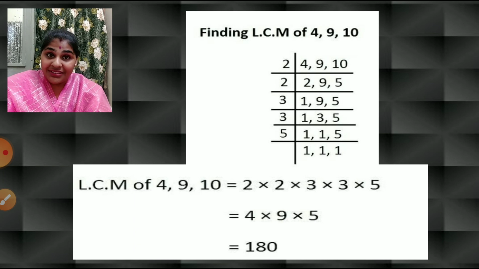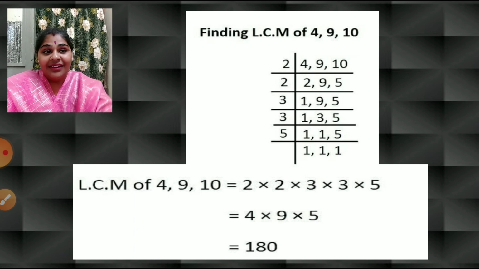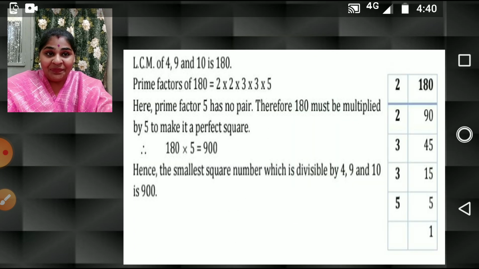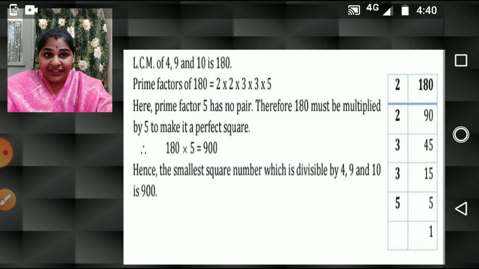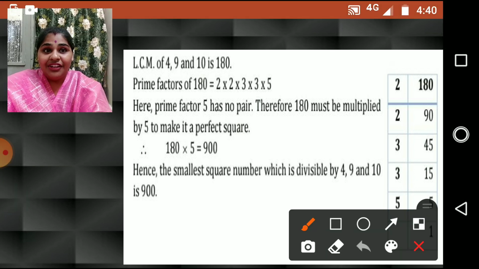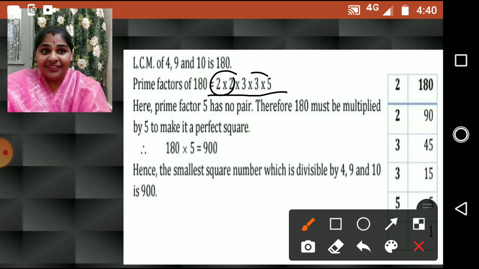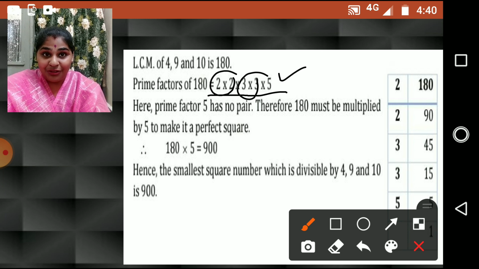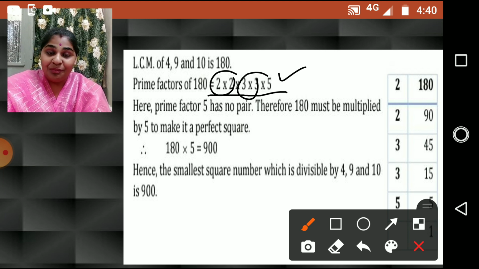Now we have to find the square number. So let us first find out whether 180 is a square number. When we factorize 180, you can see the factors of 180 are 2 into 2 into 3 into 3 into 5. Now when I start pairing similar numbers, you can see here 5 is left alone. That means it is not a perfect square. This we have seen, right?